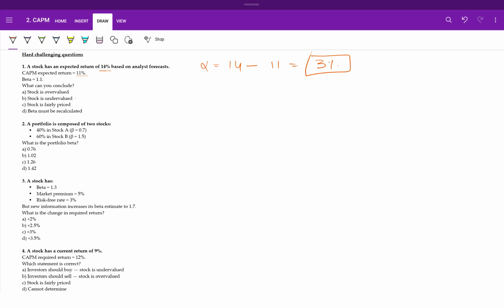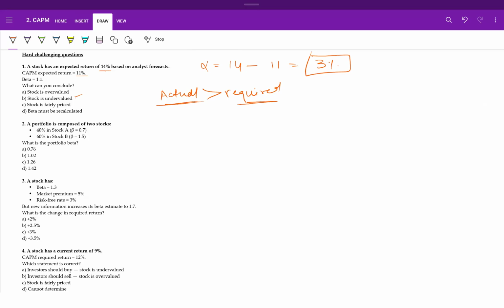And why is that? Because the capital asset pricing model says the required return for the stock is 11% and we expect 14%. So the actual is greater than the required. This means that the stock is undervalued.